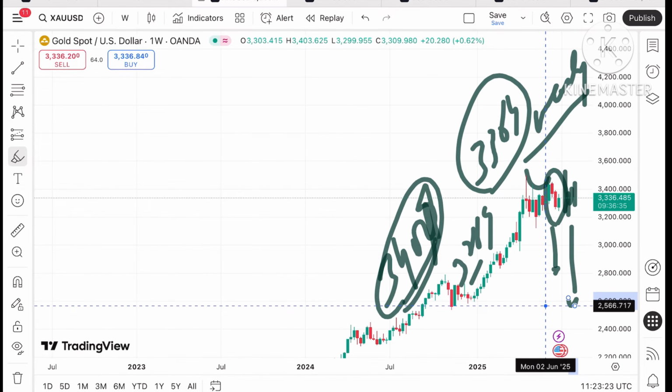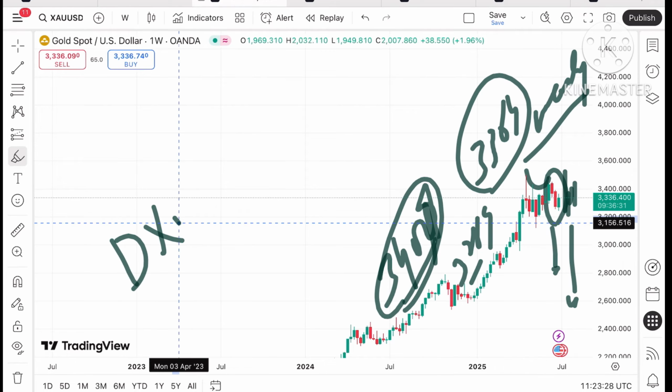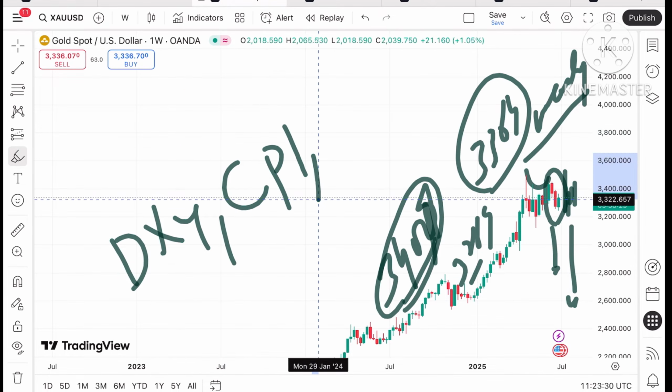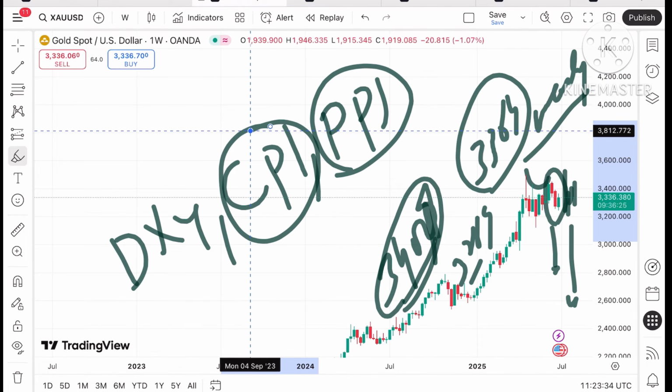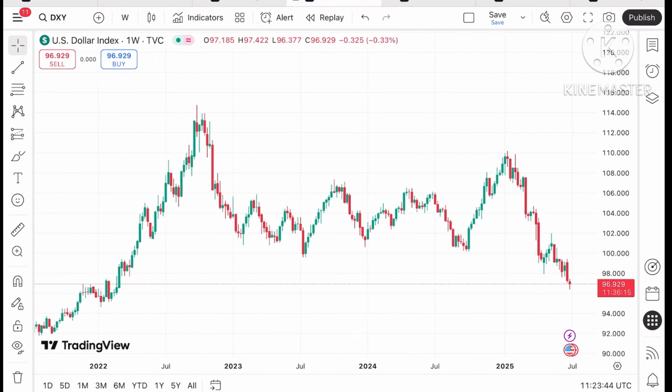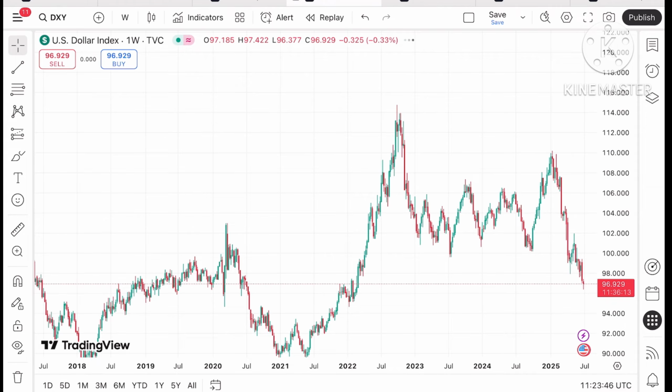Okay, as I've already explained, the gold price depends on a lot of factors. One of the factors is the dollar index, the CPI data, PPI data. These are the data that affect it. So let's see how the dollar index is moving. The index plays an important role and it is inversely related.